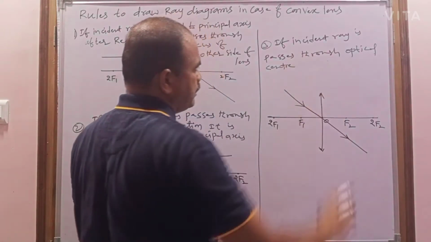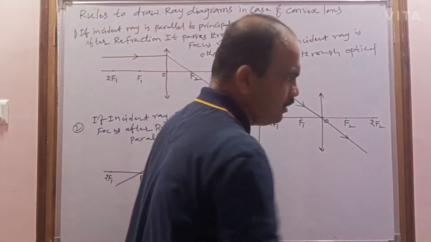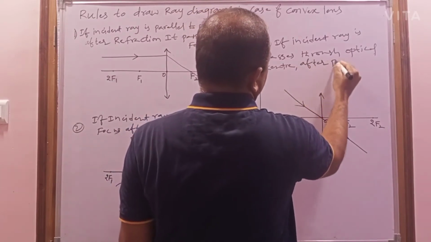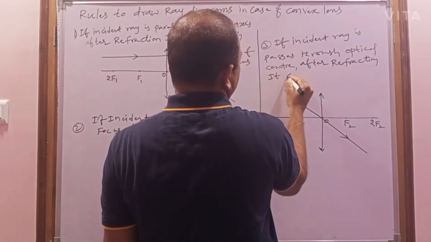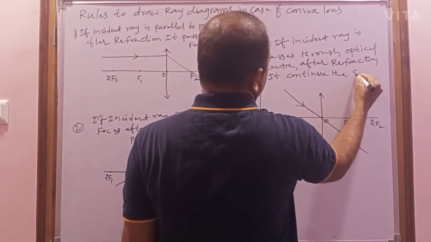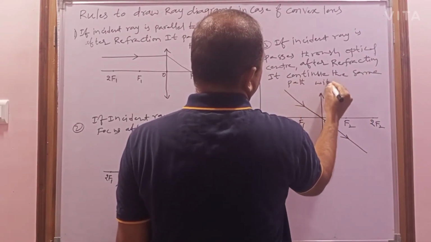And if the incident ray passes through the optic center, what happens? It will continue the same path after refraction, without deviation.